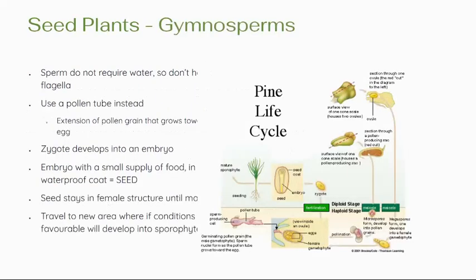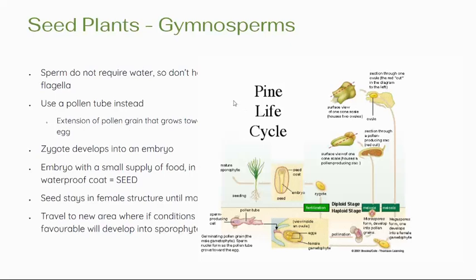Now we're going to talk about gymnosperms. A good example could be a pine tree, which produces cones. They don't require water, so they don't have flagella to swim. Human sperm have flagella because they need to be active. They need to be in a liquid to move. Gymnosperms are different. They use pollen tubes to transport sperm to eggs, which eliminates the need for water completely.